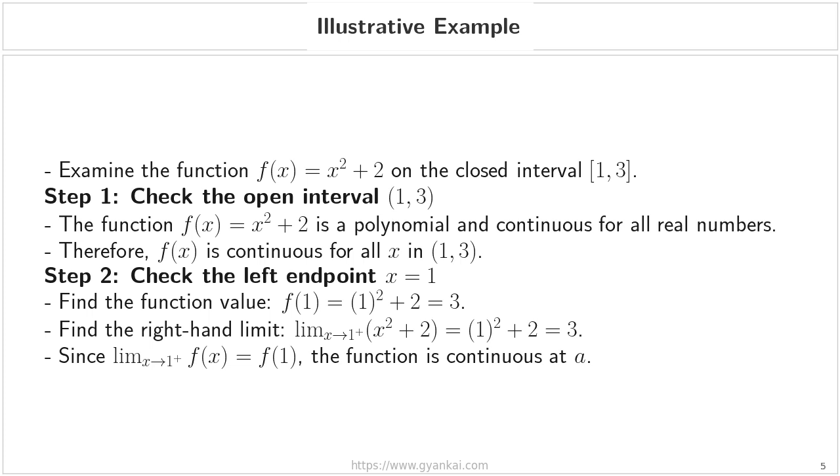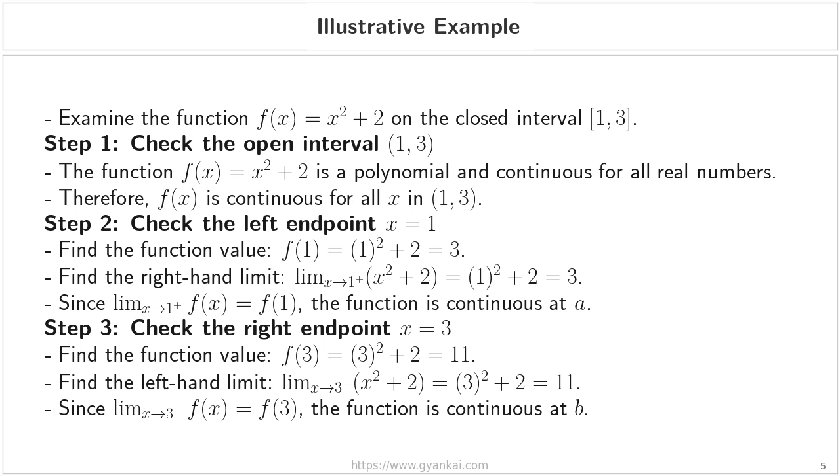Step 2 requires us to verify continuity at the left endpoint, where x equals 1. First, we calculate the function value. F of 1 is 1 squared plus 2, which equals 3. Next, remembering that we can only approach this boundary from the right, we find the right-hand limit. The limit of x squared plus 2 as x approaches 1 from the right is also 3. Because the right-hand limit is equal to the function value, the function is continuous at the left endpoint.